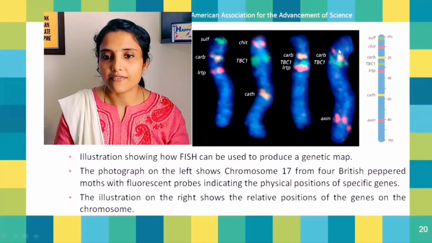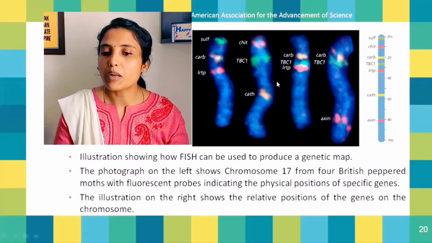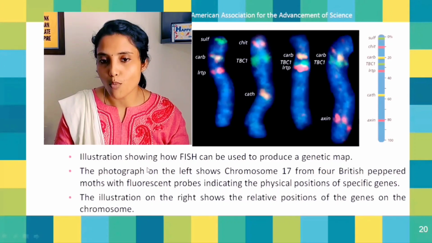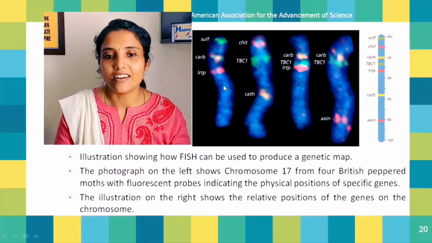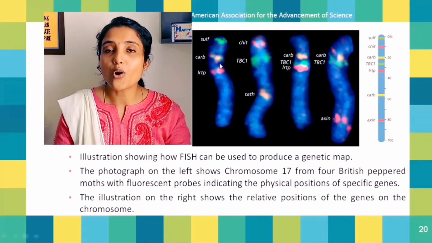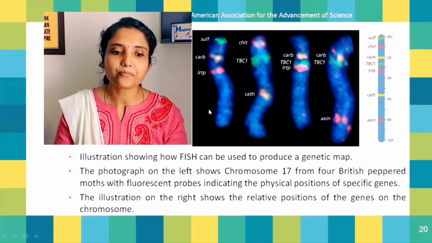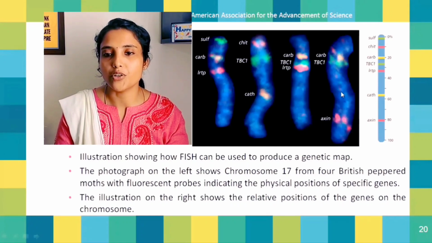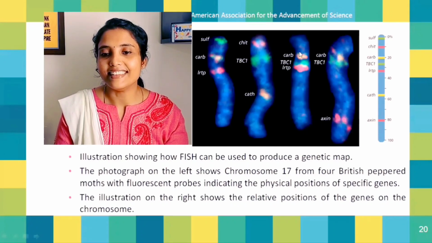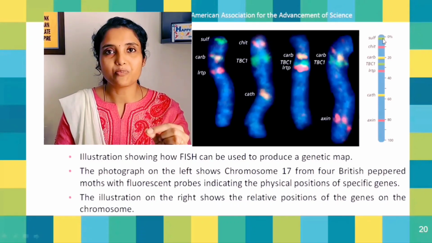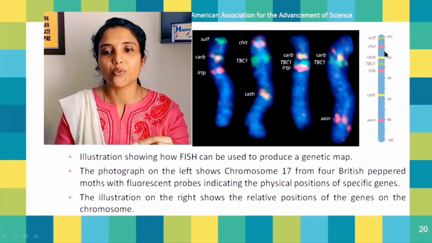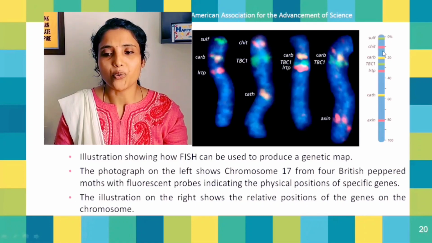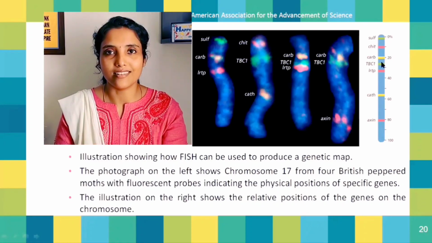This illustration shows how FISH can be used to produce a genetic map. The photograph on the left shows chromosome number 17 from 4 British peppered moths, with fluorescent probes indicating the physical position of specific genes. You can see different colored fluorescence here, and they all represent different genes. The illustration on the right shows the relative positions of the genes on the chromosome. This is how the mapping is done. This particular gene is here, this particular gene is here, and the distance between each will be known. And thus you can map the whole chromosome.